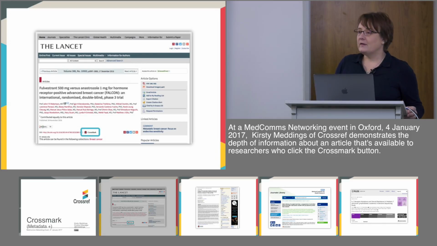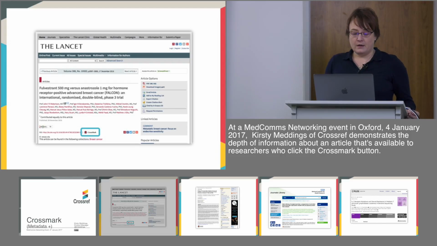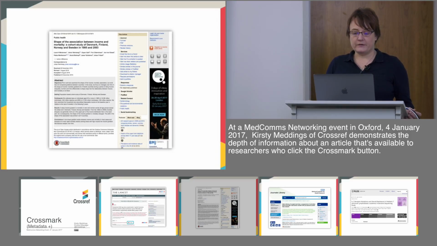So you may have come across this little symbol when you've been perusing journals on the web. It's a little red and blue symbol with the word Crossmark next to it. Here on the Lancet, it's just underneath the author list there. Sometimes it has the text "click for updates" next to it. Here's an example on, I think this is BMJ Open. Again, this is down below the abstract and it says Crossmark click for updates.